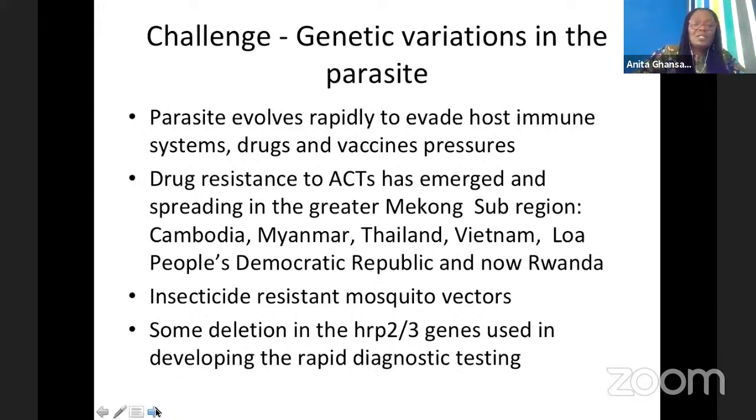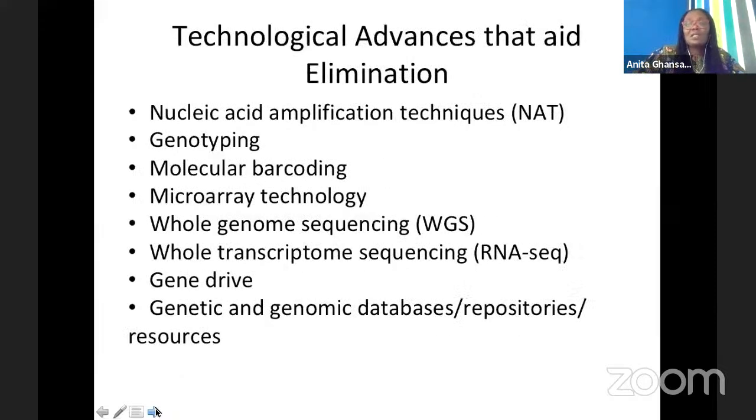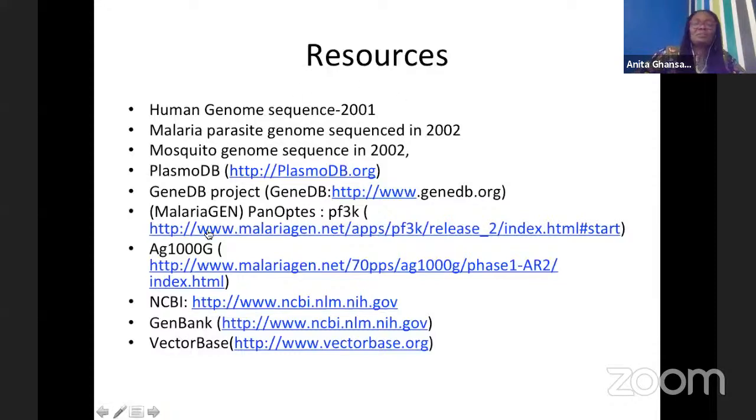Yeah, but the good news is that with all the advancement in technology for malaria elimination, we have a number of tools. We are evolving from simple nucleic acid amplification techniques like PCR for genotyping and molecular barcoding. We are advancing to microarray technology and whole genome sequencing. We also have whole transcriptome sequencing, and gene drive using techniques like CRISPR-Cas gene editing. Then we also have a huge genomics database or repository that we can tap from. Some of these resources I have listed here.